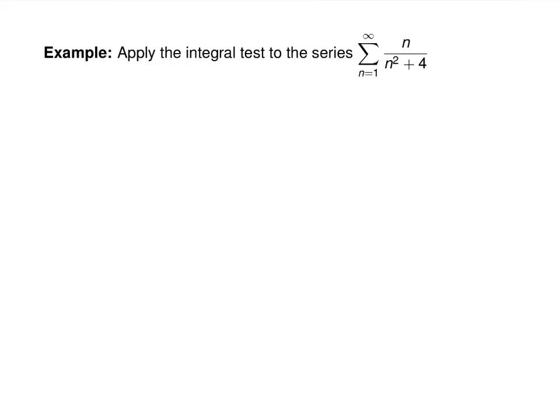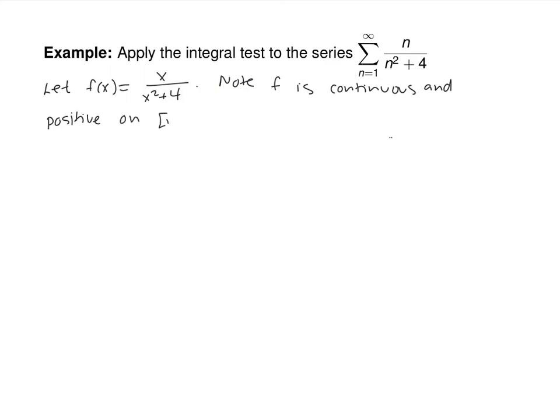Let's apply the integral test to another function. So start by defining your function. Let your function f of x equal x over x squared plus 4. Okay, first thing to note is that f is continuous and positive on the interval from 1 to infinity. You do have to specify that interval from 1 to infinity because technically if you didn't say that, you'd be saying this function was positive everywhere, which is actually not true. It's not positive for negative x's, it's only positive for positive x's.